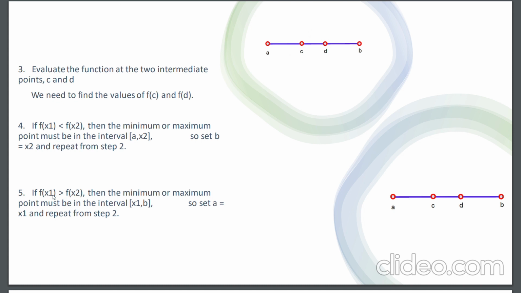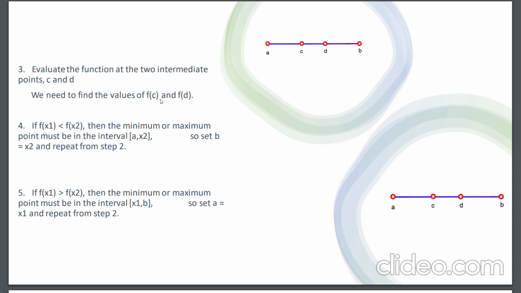If f of x1 is greater than f of x2, then minimum and maximum of the functions. So if f of C is greater than f of D, then this region will be going off, and our new interval will be C comma B. From here we'll be finding new x1 and x2, which means new C dash and new D dash. Then we'll be doing the same process which we have done earlier.